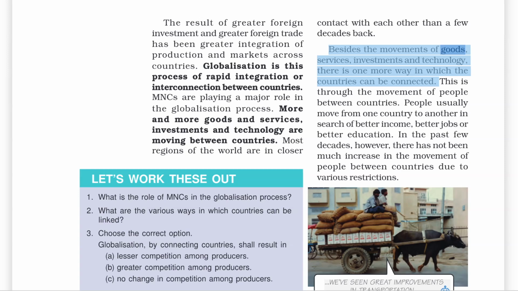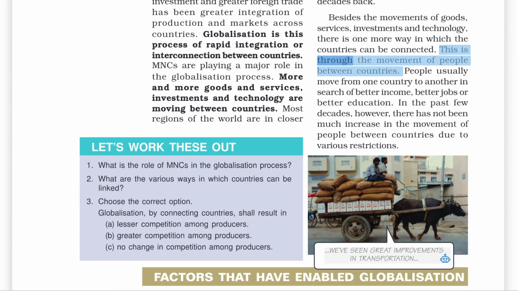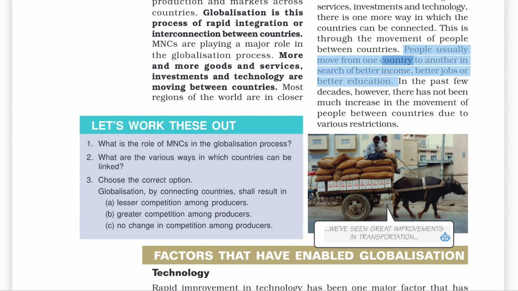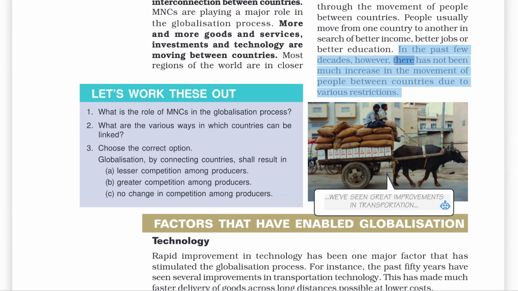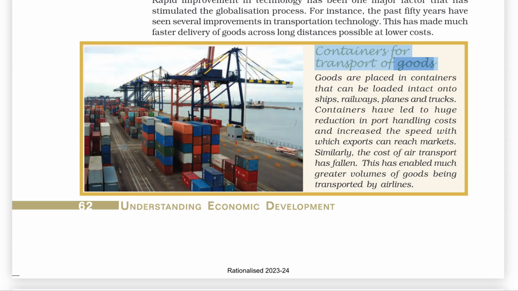Besides the movements of goods, services, investments, and technology, there is one more way in which the countries can be connected. This is through the movement of people between countries. People usually move from one country to another in search of better income, better jobs, or better education. In the past few decades, however, there has not been much increase in the movement of people between countries due to various restrictions.